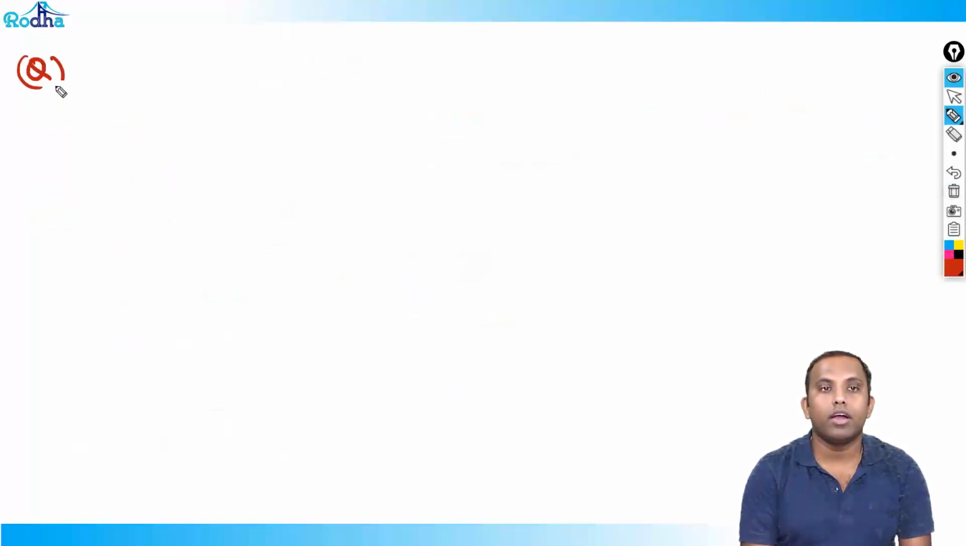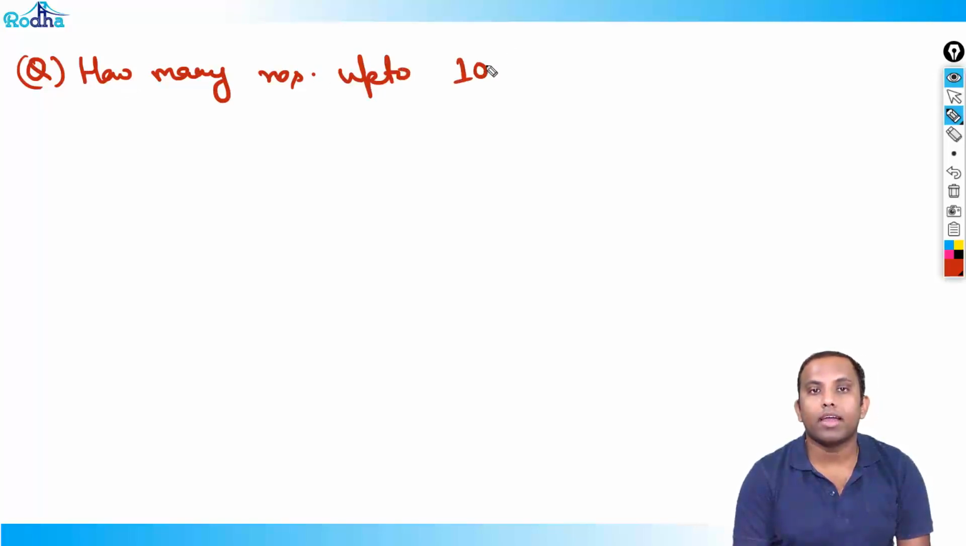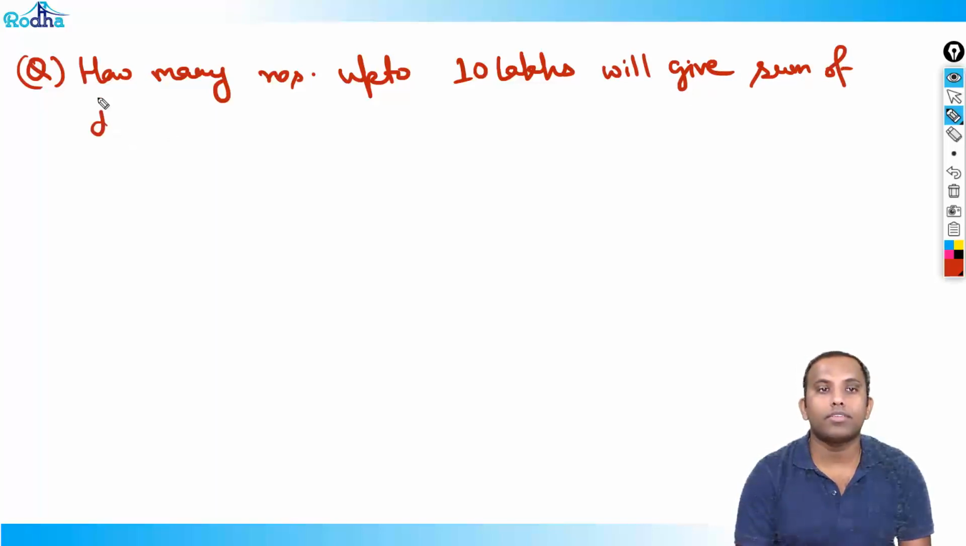Okay. Now similarly, how many numbers up to 10 lakhs will give the sum of digits as 3? Quickly solve it. How many numbers up to 10 lakh will give the sum of digits as 3?